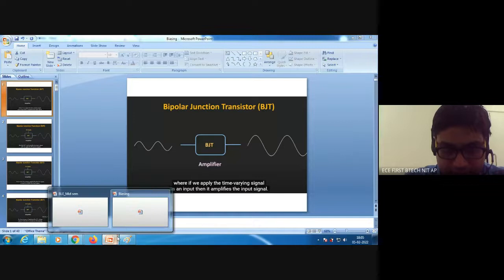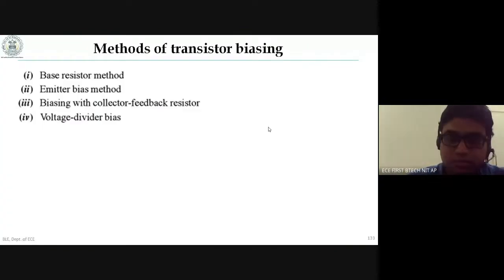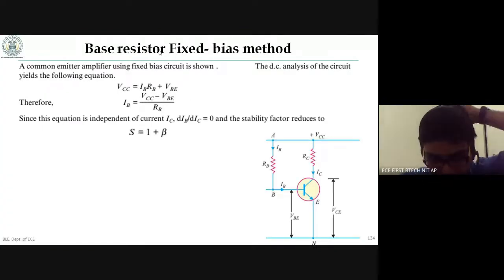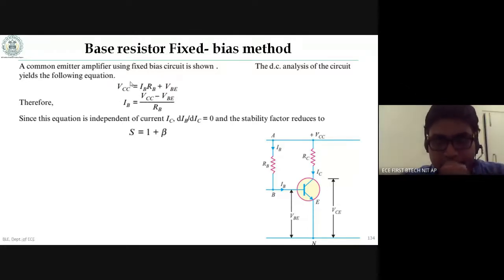So this is something we like to discuss here. Okay, this base resistor bias, which we have just seen. In the base resistor or fixed bias configuration, we know that VCC is equal to IB RB plus VBE. From that, if you calculate IB, it will be (VCC minus VBE) divided by RB. Now this equation, as you can see, is independent of collector current. And as you know, dIB by dIC is equal to 0. So the stability factor is equal to 1 plus beta for the base resistor, fixed bias configuration.